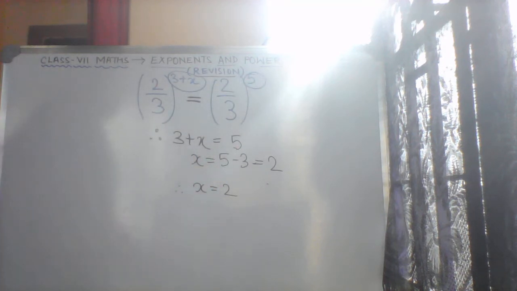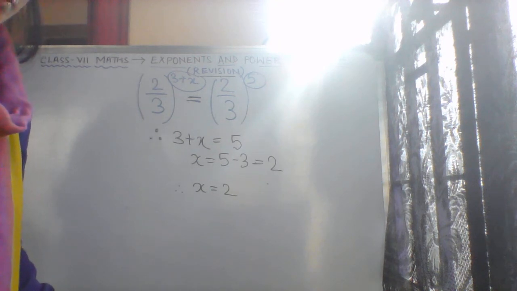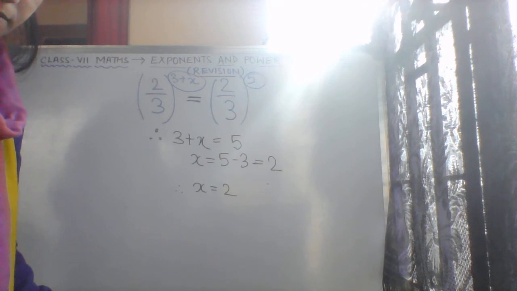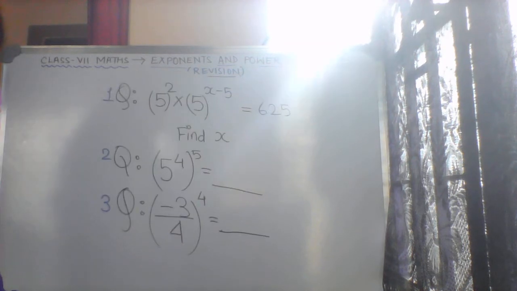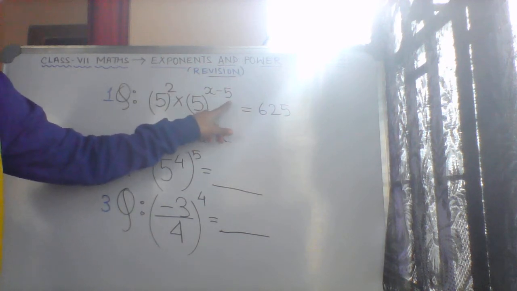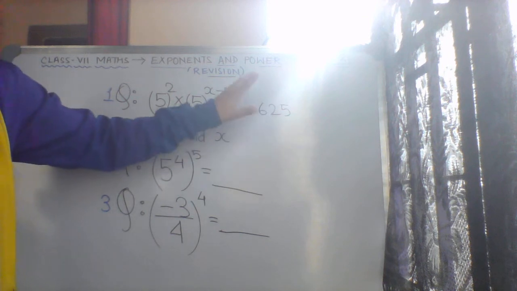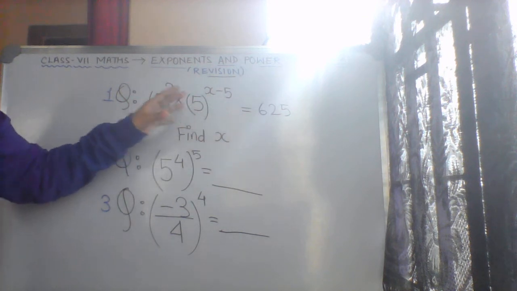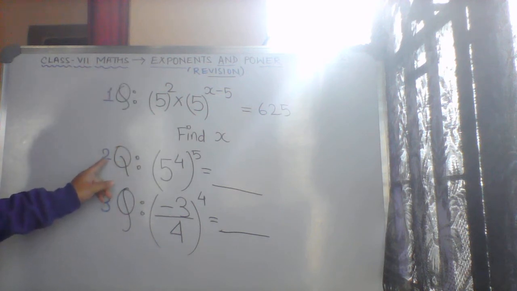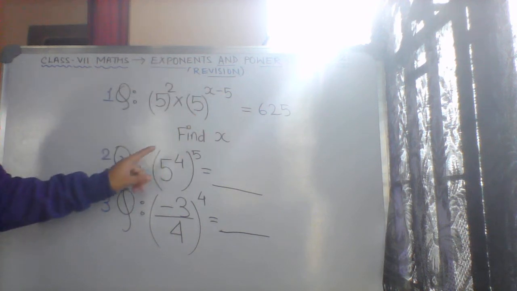I am giving one more question based on this only, you try at home. Any doubt regarding this, ask in your respective DCC classes. Try this at home: 5 square into 5 to the power x minus 5 equals 625. So accordingly you have to prime factorize and equate, just like the previous one I have done. Any doubt in this question, ask in your DCC.